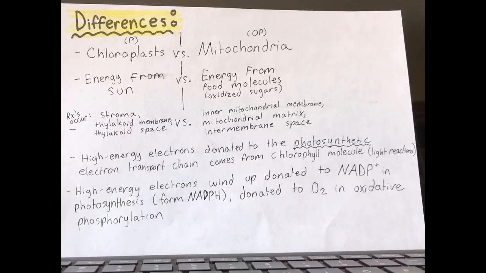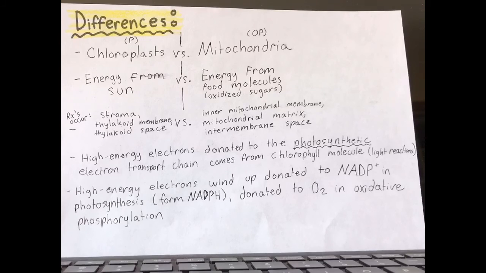There are also many differences, first being that photosynthesis occurs in chloroplasts, whereas oxidative phosphorylation occurs in mitochondria. Photosynthesis also derives its energy from the sun, whereas oxidative phosphorylation derives energy from food molecules, or oxidized sugars. Photosynthesis reactions occur in the stroma, thylakoid membrane, and in the thylakoid space, whereas oxidative phosphorylation occurs in the inner mitochondrial membrane, mitochondrial matrix, and inner membrane space.